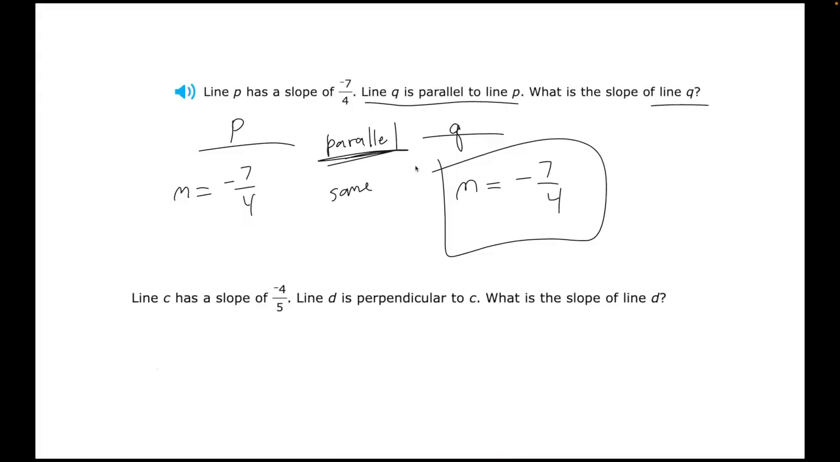For this bottom problem, we have line C. They say line C has a slope of -4/5. All right. They say line D is perpendicular. So line D is perpendicular to C. What is the slope of line D? Well, we just saw a second ago, perpendicular means that they have negative reciprocals. So we need to find the negative reciprocal of -4/5. That's where we flip it and opposite it. And so we should end up with 5/4, and this is our answer.